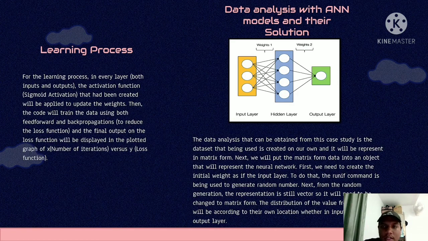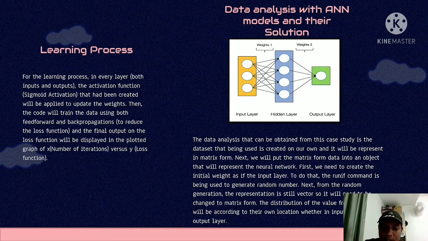Next, the data analysis with NN models and their solution. The data analysis that can be obtained from our case study is that the data being used is created on our own in matrix form. Next, we will put the matrix form data into an object to hold the values that will be represented according to the neural network structure.